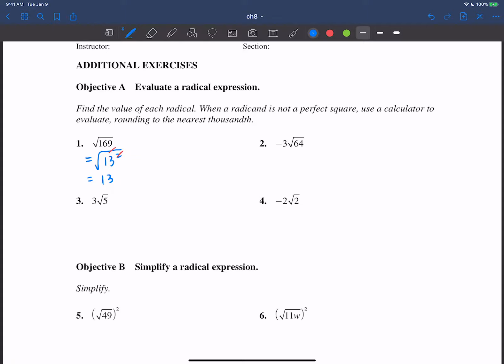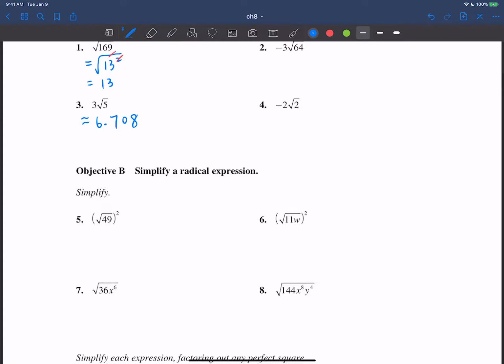Number 3. 3 square root of 5. Square root of 5 is not a perfect square, so we need to use a calculator to round it to the nearest thousandths and then multiply by 3. If you do that, we will get approximately 6.708 as our final answer.